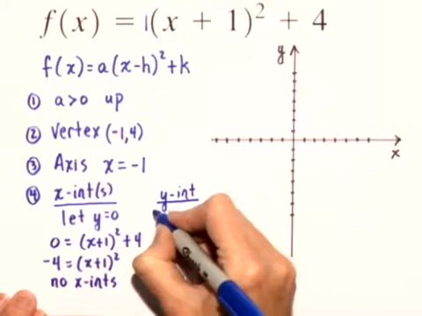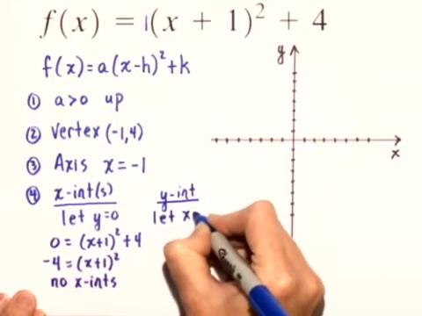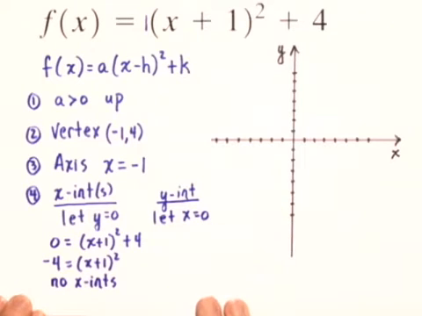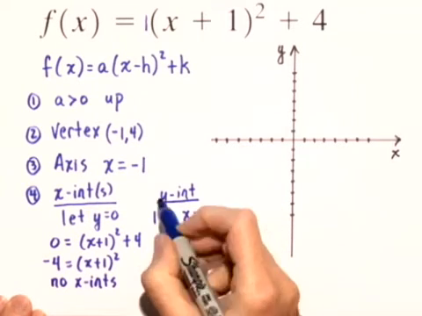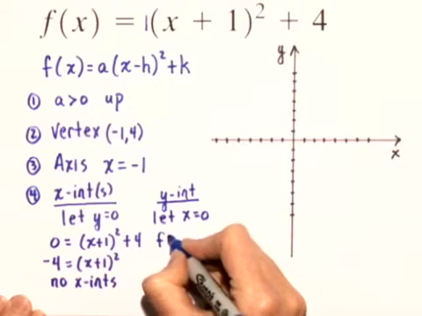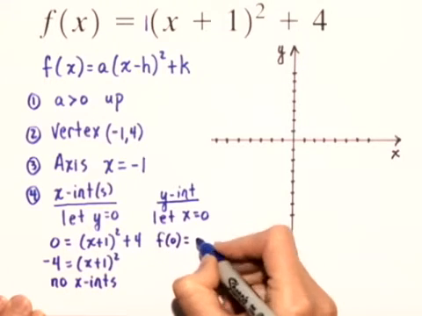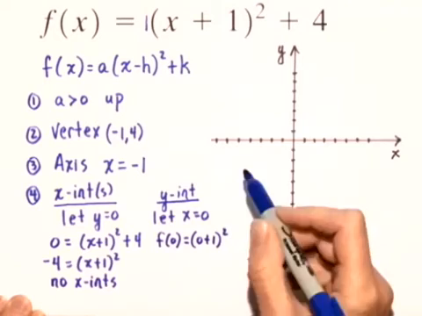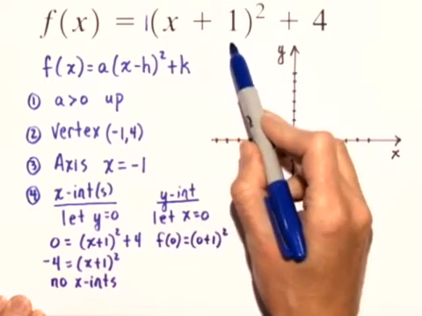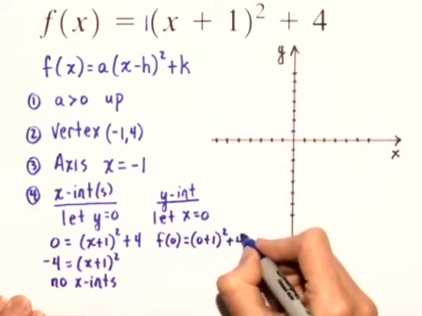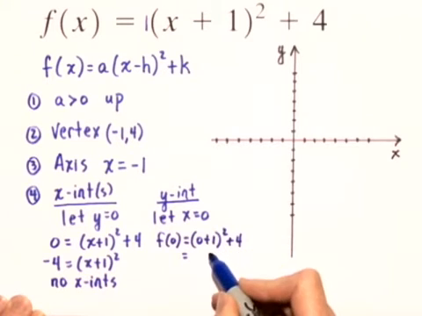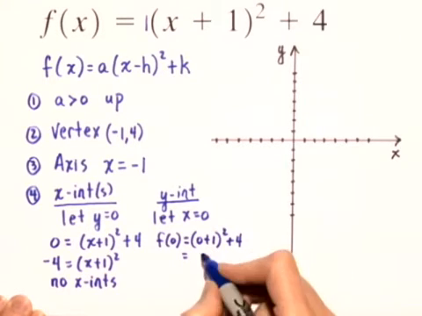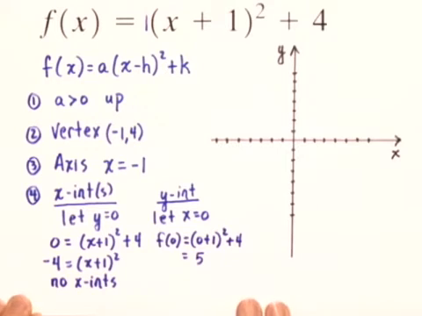We can find the y-intercept by letting x equal 0. If we let x equal 0, then our y-intercept, or f of 0, equals the quantity 0 plus 1 squared. I'm just substituting 0 into my original equation, plus 4. And this becomes 1 squared, which is 1, plus 4, or 5.